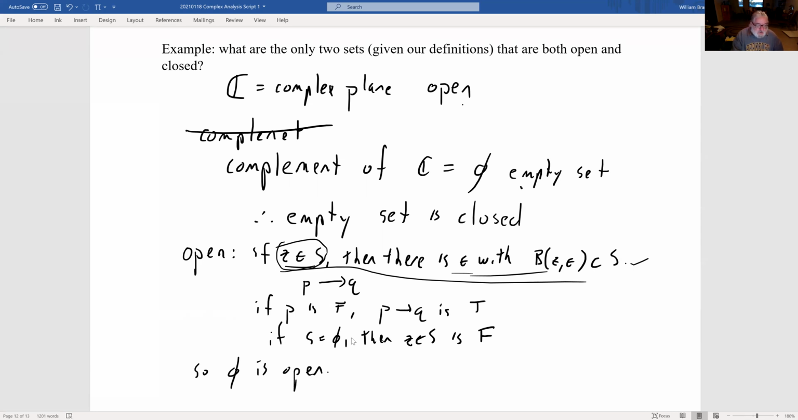And the complement of phi is the complex plane. And the complement of an open set is closed, right? Does the complex plane include all of its boundary points? Well, it doesn't have a boundary, so the question's a little off. So the complex plane and the empty set are both open and closed, but those are the only ones that we will run into in this course.